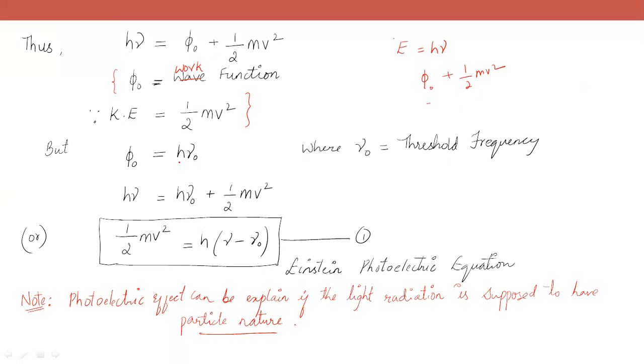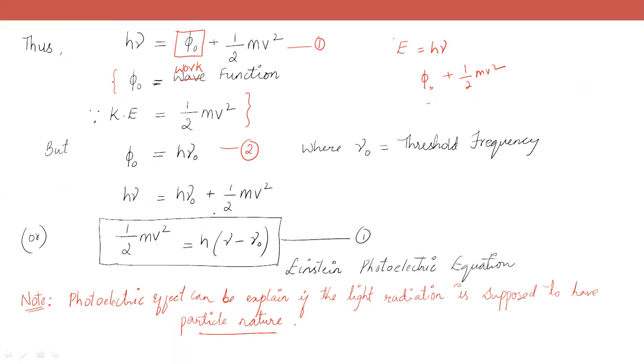Now, let's number this as equation number 1 and this as equation number 2, just for consideration. Once we get phi naught equal to h nu naught, you need to substitute equation number 2 in equation number 1, where you have the phi naught value. Just replace it over here. So on substitution, you'll get h nu is equal to, in the place of phi naught, h nu naught. Therefore, h nu is equal to h nu naught plus 1 by 2 mv square.